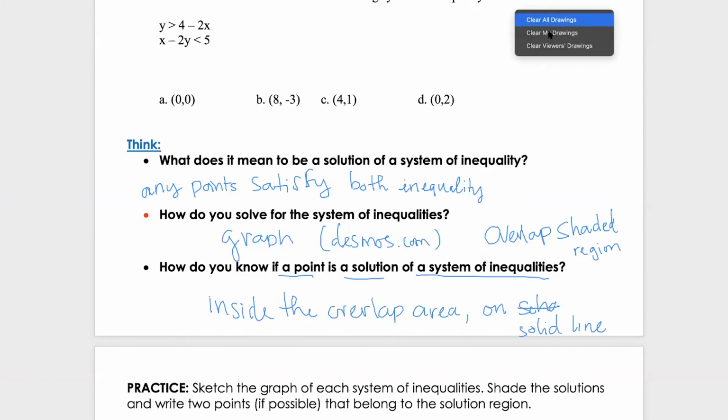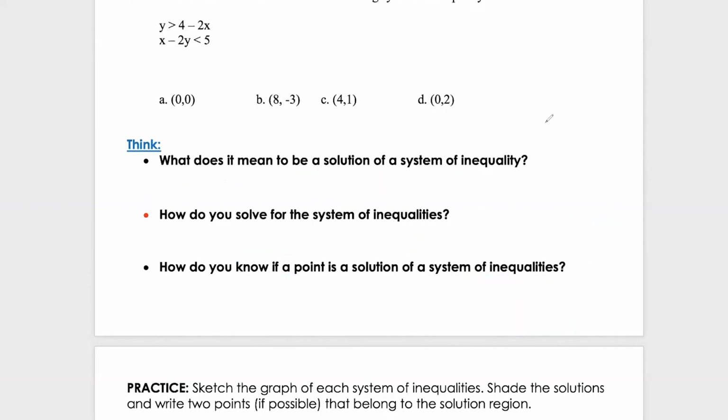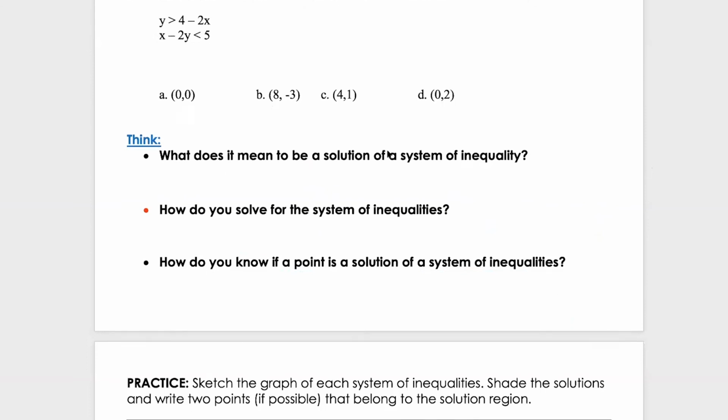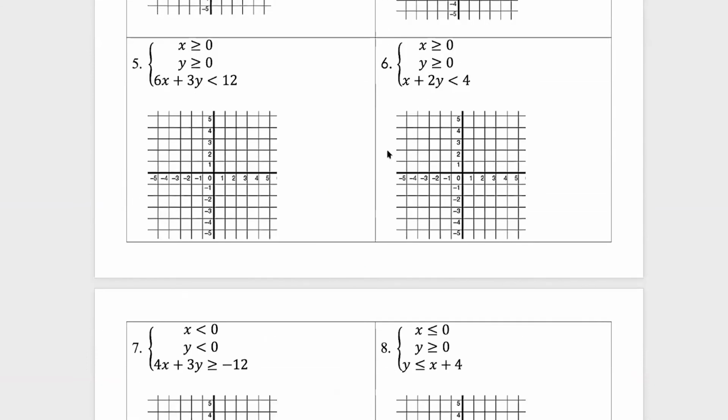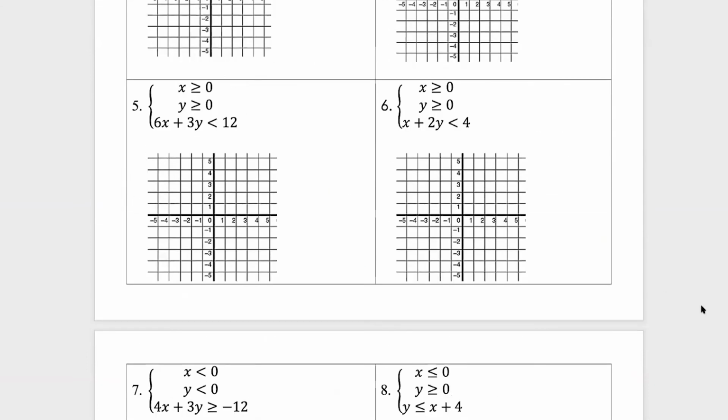Okay, stay with me. Don't exit out yet. I'm gonna go into number 5. Okay, number 5 right here. The little difference with number 5 is that instead of a system of 2 inequalities, they have 3 inequalities this time. So let's grab them all together.